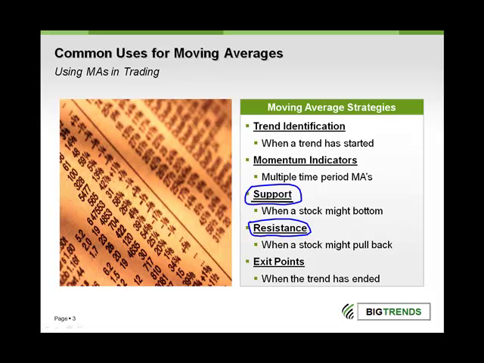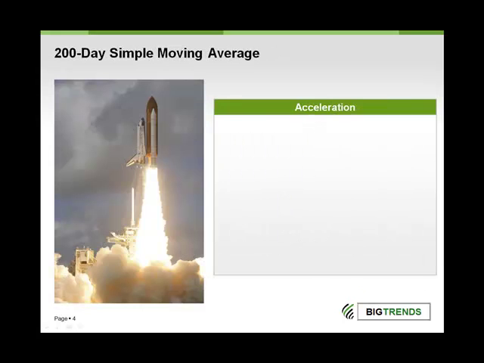And then finally, you can use moving averages as exit points. If you can use them as trend identification tools, then you also can use them as an exit point to let you know when the trend has ended and when you need to be done with that particular trade because it's no longer trending and move on to another bigger, better opportunity. Now, the 200-day simple moving average is typically what we're referring to when we're talking about a 200-day moving average. Although some people do use exponential and weighted moving averages, for the longer term, we find that the simple works the best.